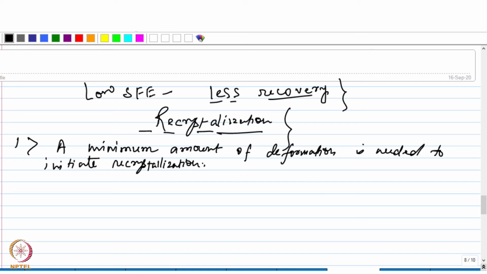If the degree of deformation is below this critical level, then no matter at what temperature you heat the material, recrystallization is not going to happen. Okay. And higher the degree of deformation, lower will be the temperature needed for recrystallization, and vice versa.